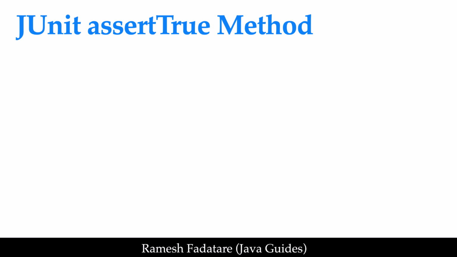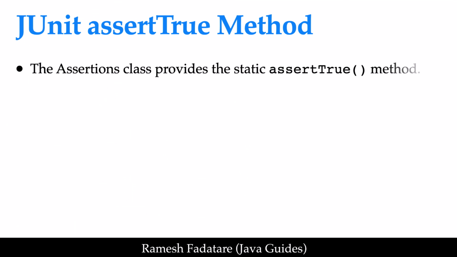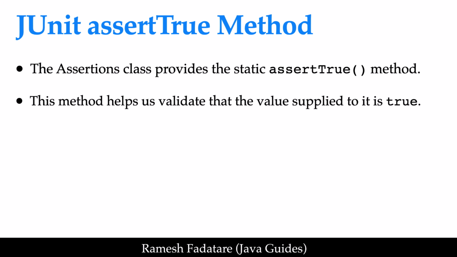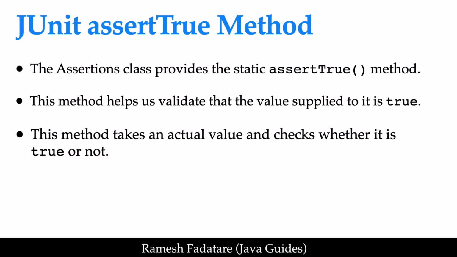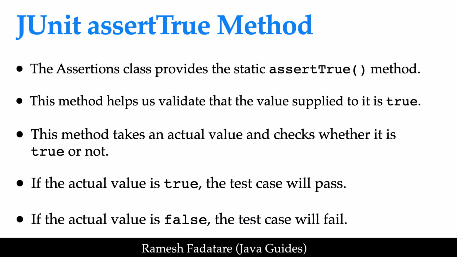Hi everyone, welcome back. In this lecture, let us take a look into one of the important assertion methods, that is assertTrue method. The assertion class provides a static assertTrue method. This method helps us validate that the value supplied to it is true. This method takes actual value and checks whether it is true or not. If the actual value is true, the test case will pass. If the actual value is false, then test case will fail.